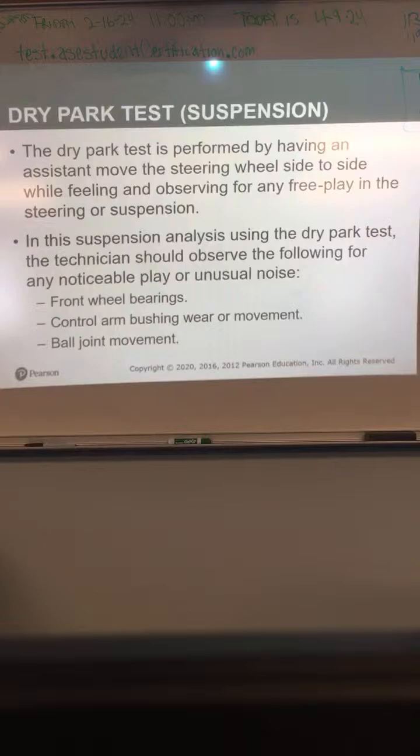Then your dry park test, performed while having an assistant move the steering wheel side to side, observing any free play in the suspension or steering. So basically, with the car parked, you have somebody inside the car moving the steering wheel back and forth while you look to see if there's anything going on underneath that doesn't look right. In this analysis, using the dry park test, the technician should observe for any unusual play, meaning something that moves the way it's not supposed to move, or unusual noise, such as front wheel bearings, control arm bushing wear or movement, or ball joint movement.